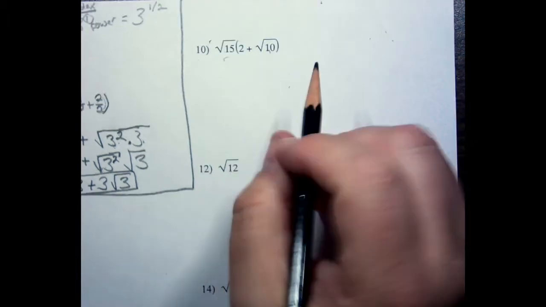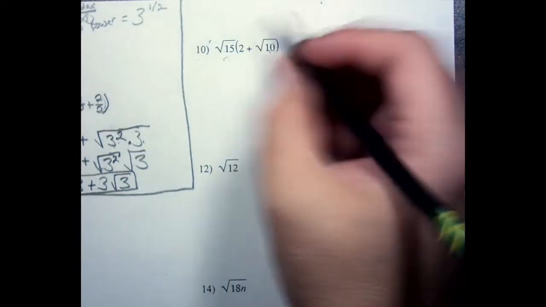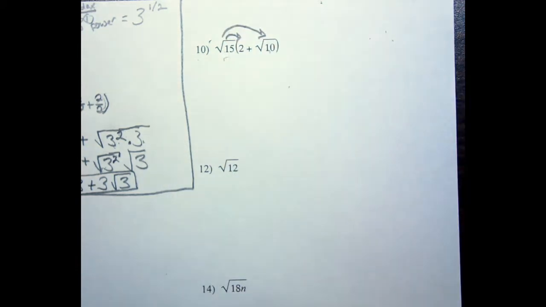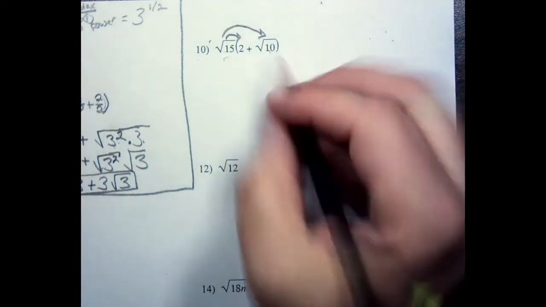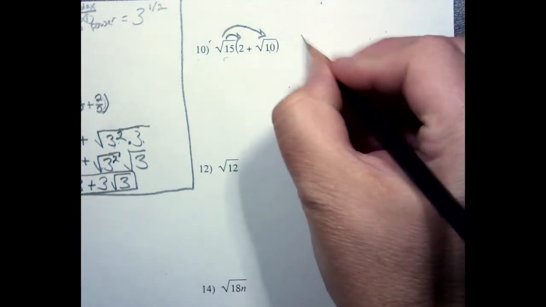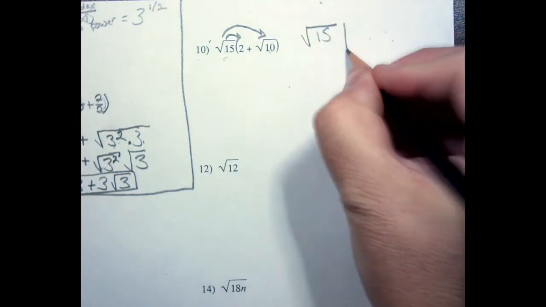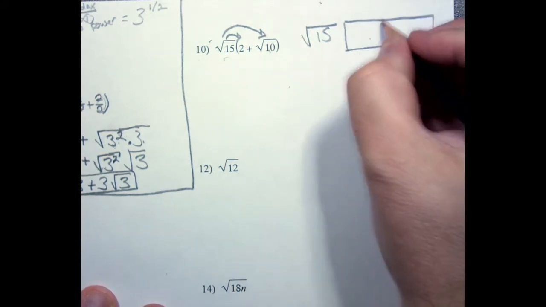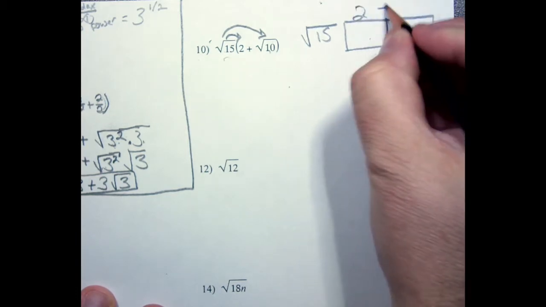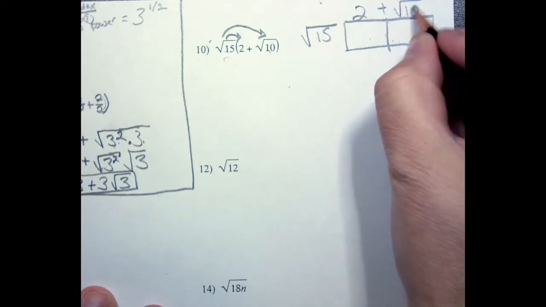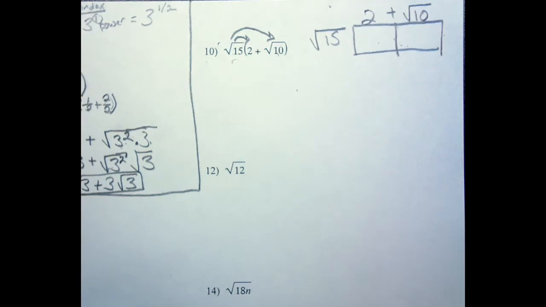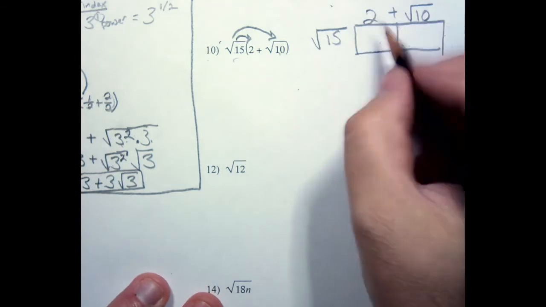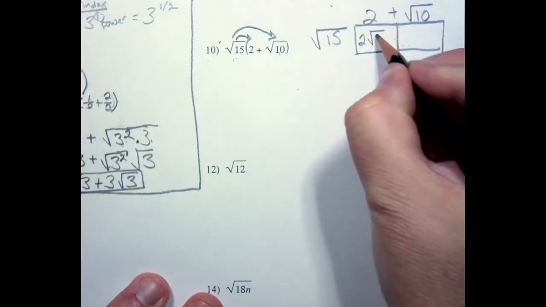Number 10, I want to try a little bit different approach, and I want you to get used to going back and forth. I'm going to multiply the square root of 15 through the parentheses. Now what that really means is I'm going to take the square root of 15 and multiply it, and I want you to write it specifically the way that I write it. I'm going to multiply that by 2 plus the square root of 10. So 2 times the square root of 15 is really just 2 times the square root of 15.